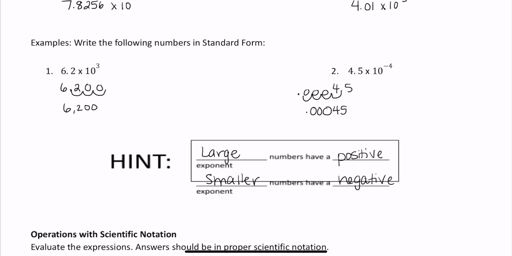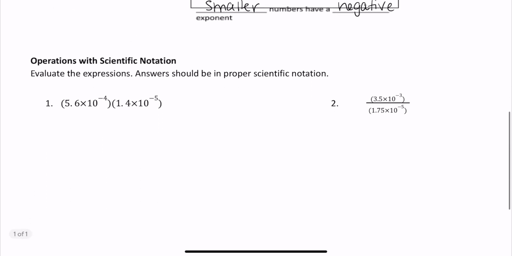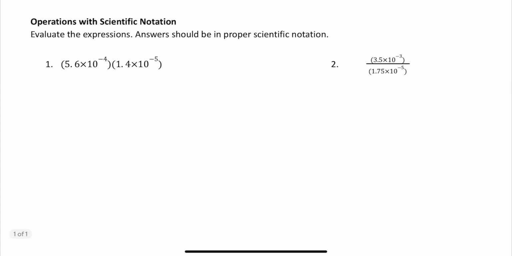So now, of course, why are we doing this in our exponent laws unit? Because we can take really big numbers and really small numbers, and we can multiply and divide them. And instead of going back and forth between standard notation and scientific notation, we can just use our exponent laws. So we're going to evaluate the expression, and answers should be in proper scientific notation. Here, in example 1, I am multiplying 5.6 times 10 to the power of negative 4 times 1.4 times 10 to the power of negative 5.